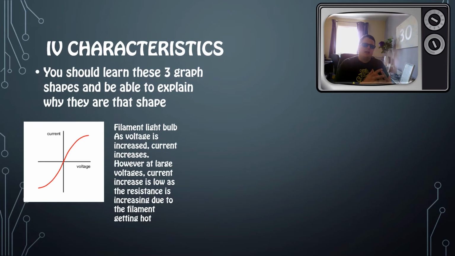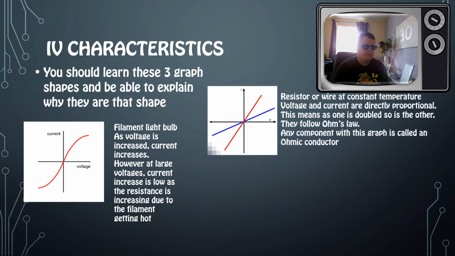Why is this? Because as we increase the current flowing through a bulb, it's going to get hot. If you think about a filament light bulb, one with a little wire in it, they get hot. Hot objects have a higher resistance than cold objects. Objects with a higher resistance for the same voltage will have a lower current flowing through them. So that's why it's that shape.